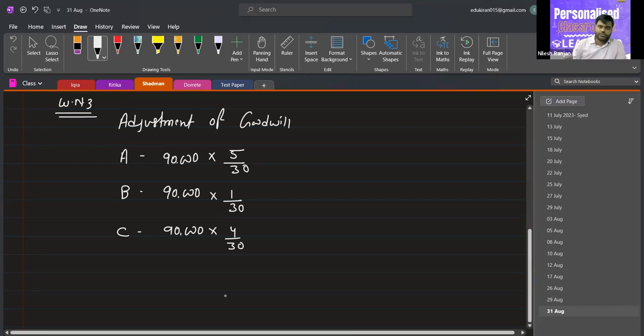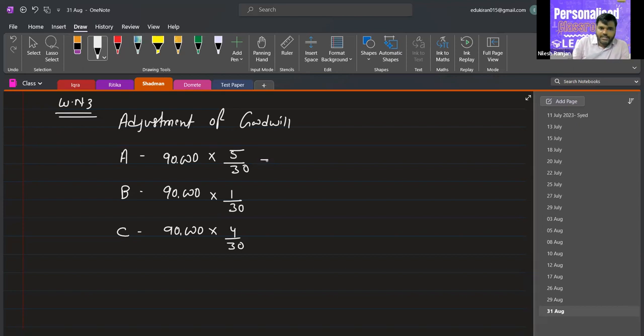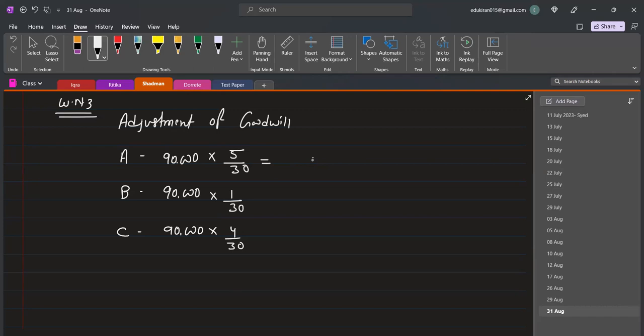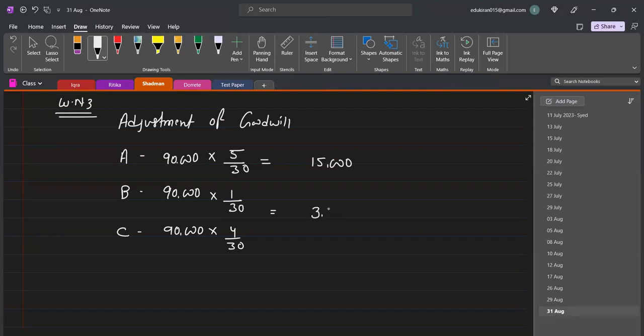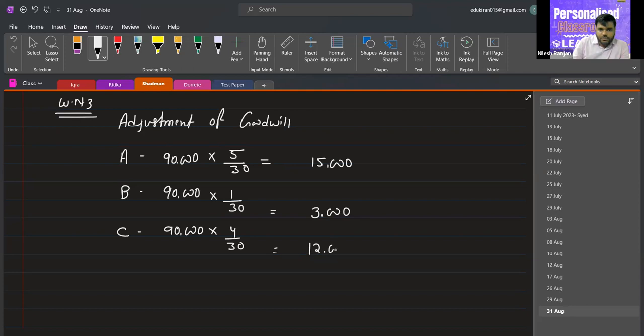Okay. So 90,000 is goodwill, and 5 by 30 is the sacrifice of A. So it will be 15,000 for A. It will be 3,000 for B. And it will be 12,000 for C. Now these two are gaining partners.